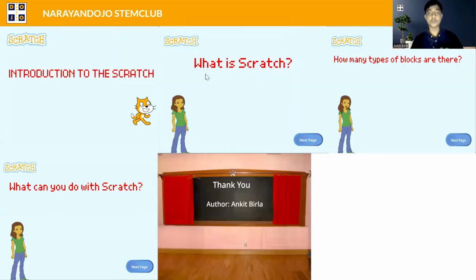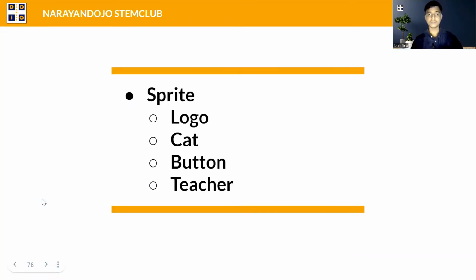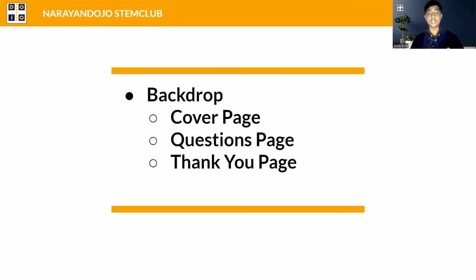The first one is the what is Scratch. The second one, how many types of blocks are there. The third one, what can you do with Scratch. So we need to add the questions page, which is 3. And the last one, we need to add a thank you page. So now add the following backdrops inside the Scratch editor.